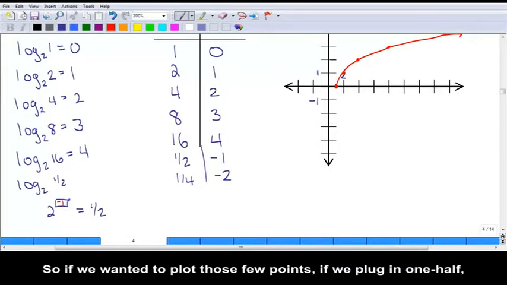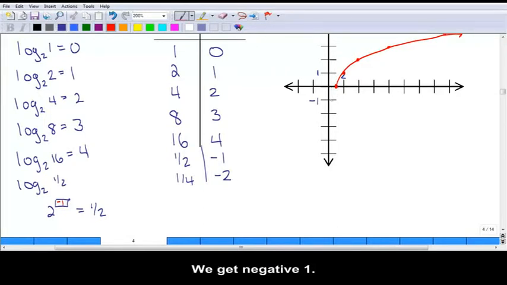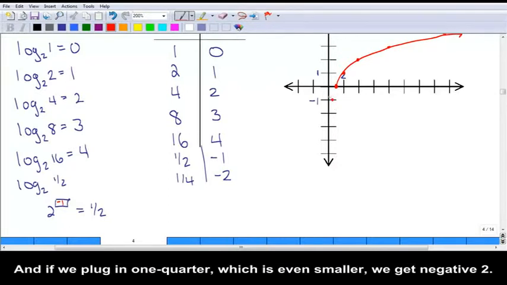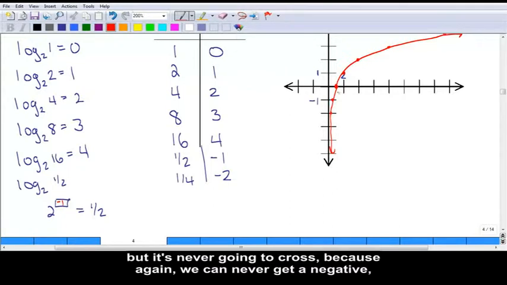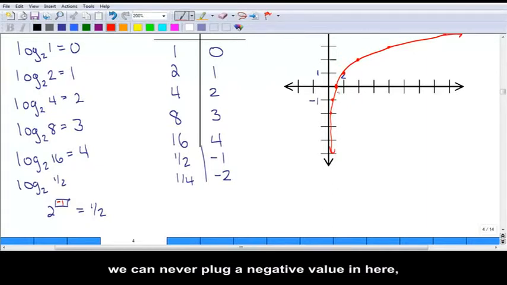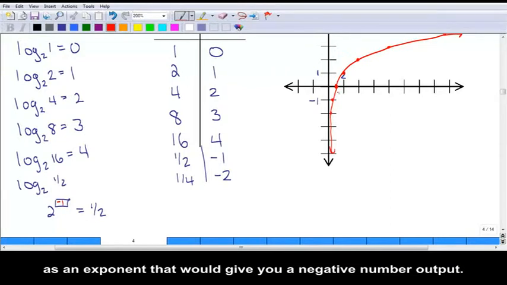So if we wanted to plot those few points, if we plug in 1/2, which is very small here, we get negative 1. And if we plug in 1/4, which is even smaller, we get negative 2. So you should see that it's kind of approaching the y-axis here, but it's never going to cross, because again, we can never plug a negative value in here, because there's no number you could raise 2 to as an exponent that would give you a negative number output.